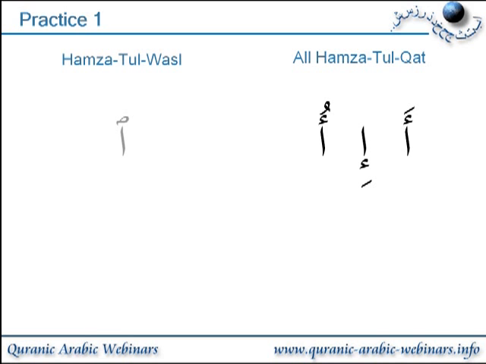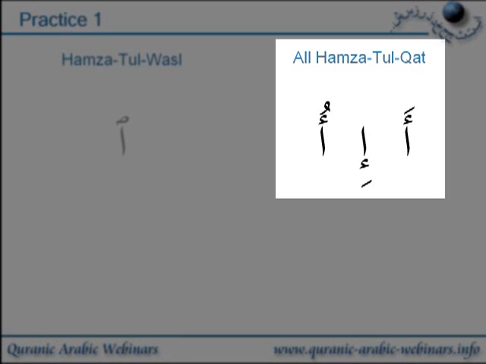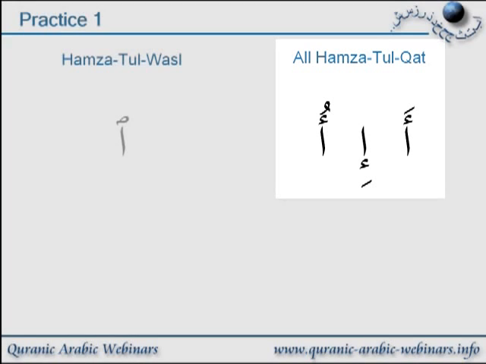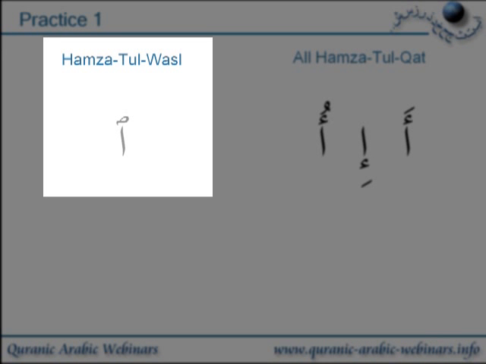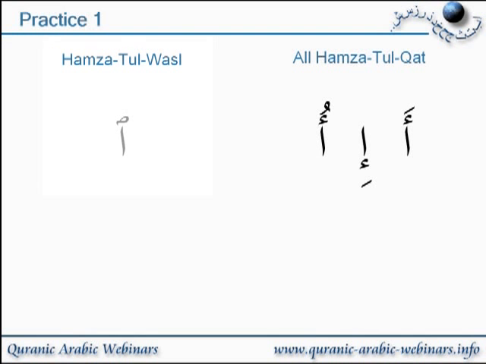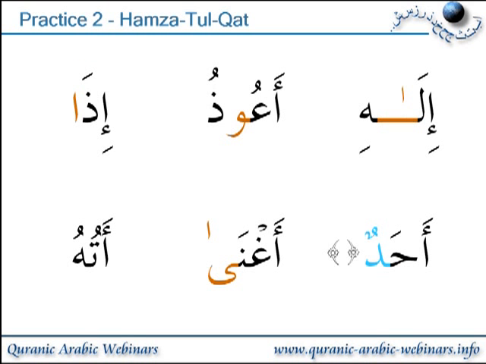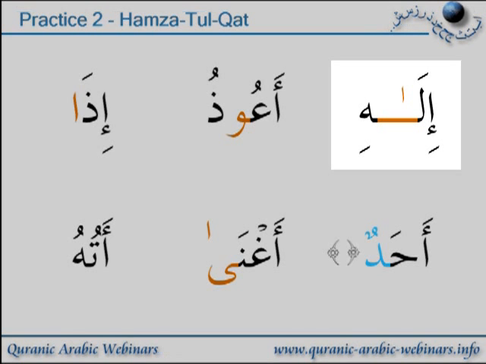Practice 1. So we have Hamzatul Qat, i.e. just a quick reminder, that's when Hamza itself has its own sound: A, I, U. Then we have Hamzatul wasl, and remember that doesn't actually have its own sound, except for when it will be pronounced as if it's got a fatha, and we'll cover that in the practices. So practice 2, we'll do a few examples of Hamzatul Qat.